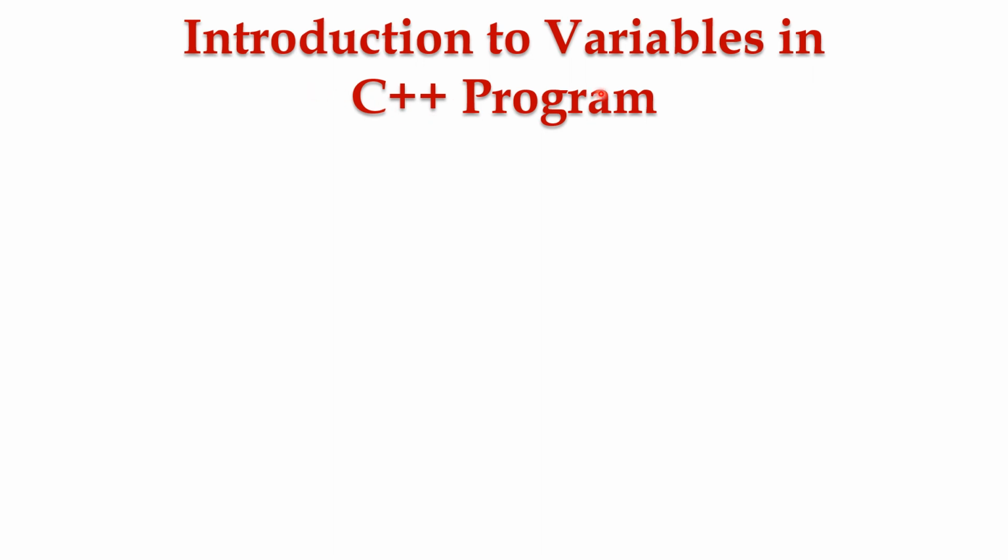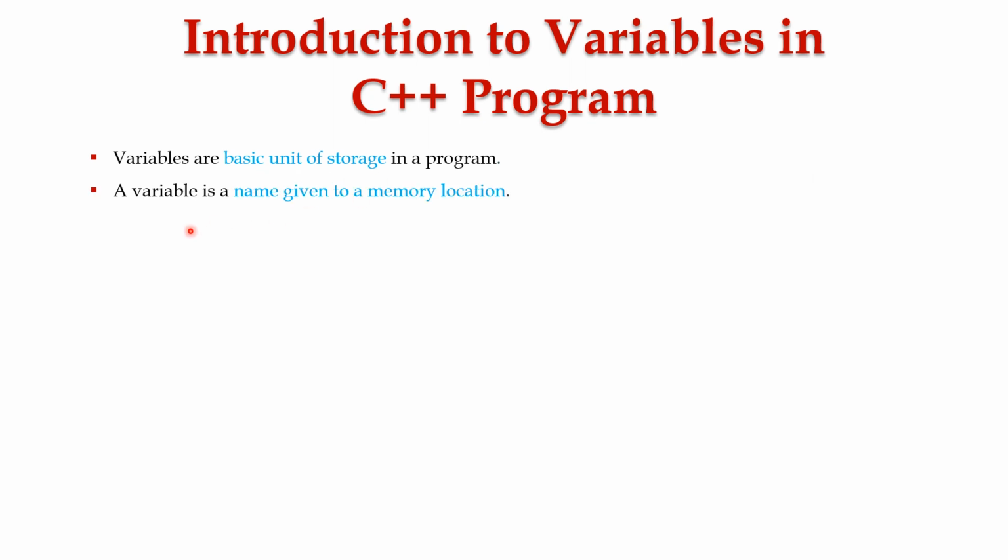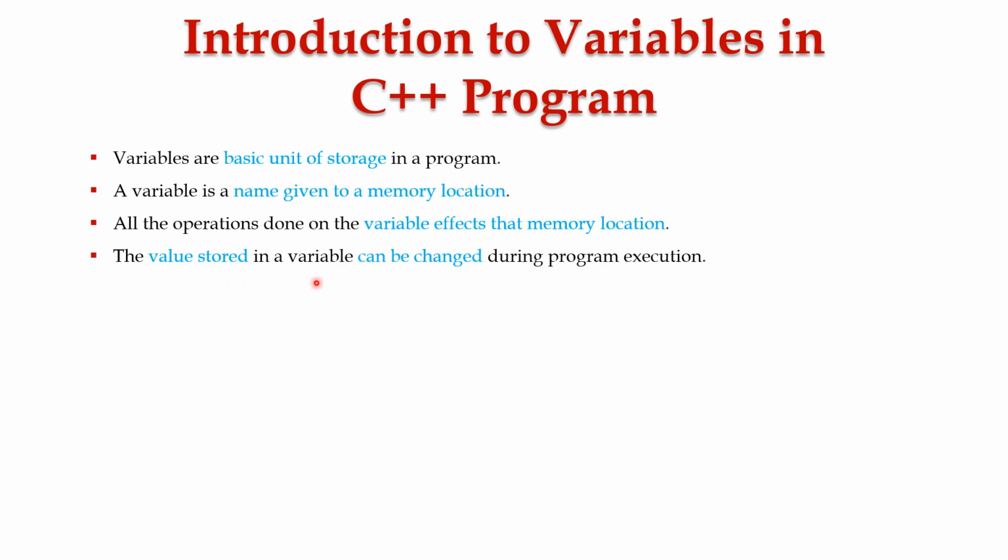As a part of introduction, we all know that variables are the very basic unit of storage in a program. A variable is a name which is given to a memory location. All the operations which are done on the variable affect that memory location. The value which is stored in a variable can be changed during the program execution.